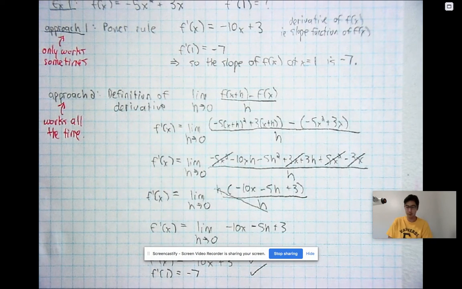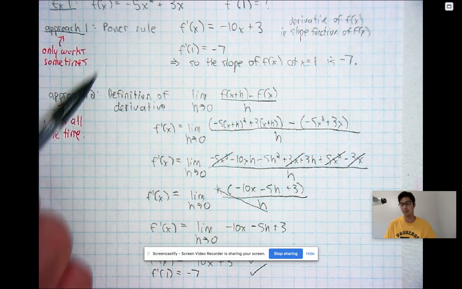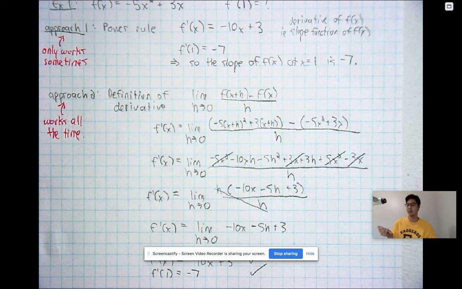It's important you know both, but it's important you know the definition of the derivative, because we're going to learn there are certain situations where the power rule doesn't work, which this will be where you have to take.